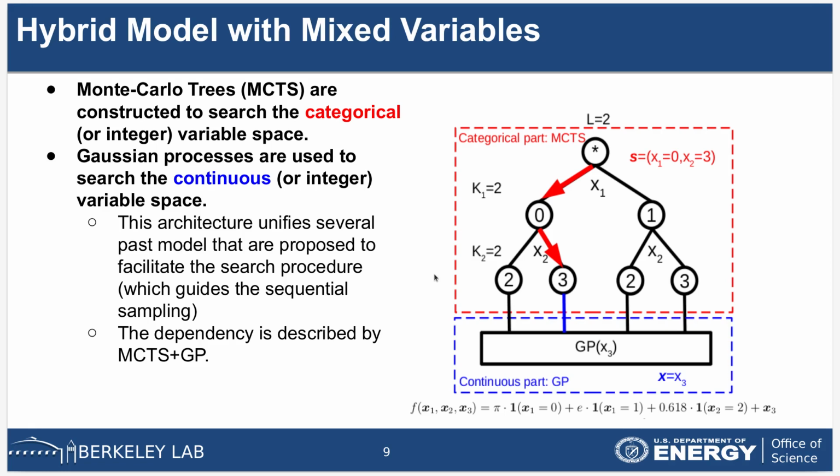So this architecture has at least two advantages. First, it unifies several past models that were proposed to facilitate the search approach among the categorical space. And secondly, it's very storage efficient because the Monte Carlo tree search only branches out at those combinations that you actually search. So it can handle much larger categorical space compared to traditional methods. And the dependence is described by the Monte Carlo tree and the Gaussian process, as we detail in our paper.